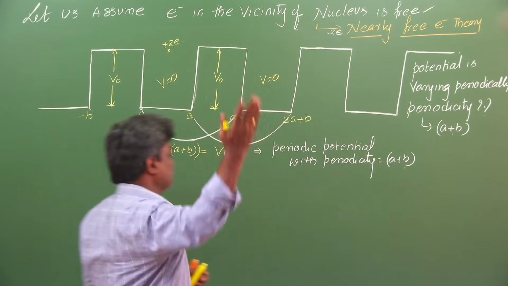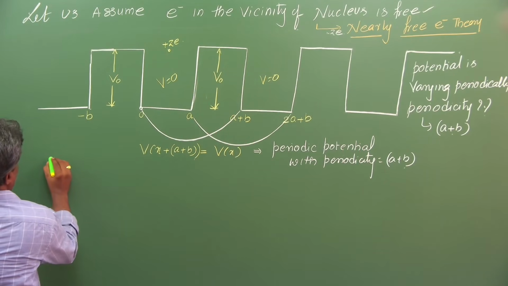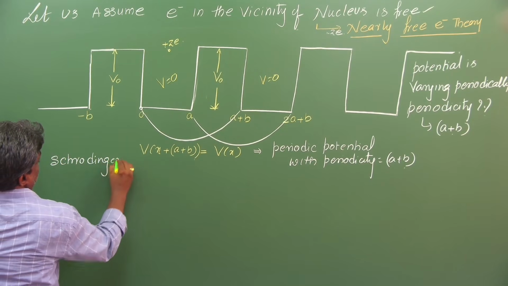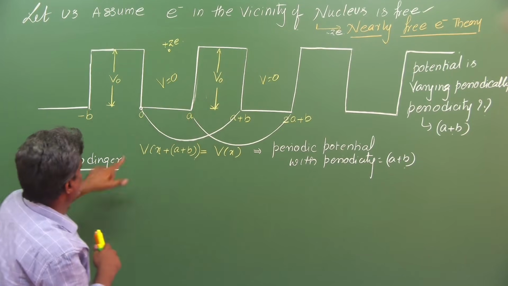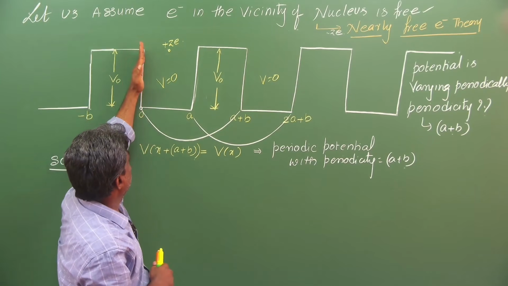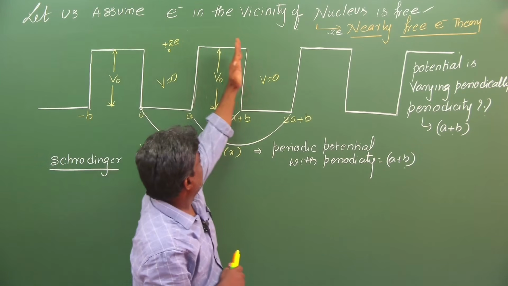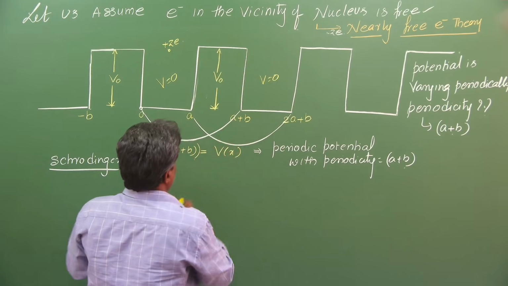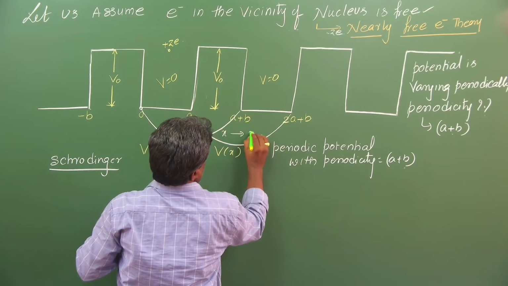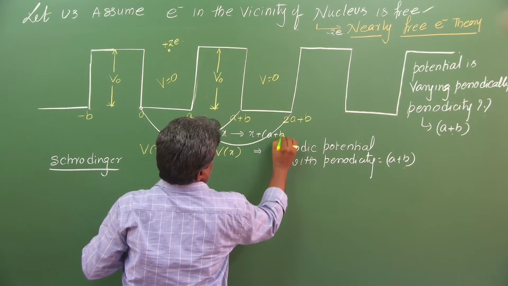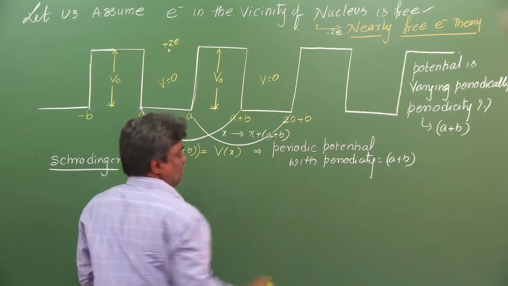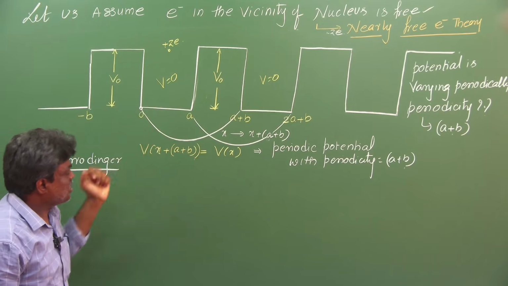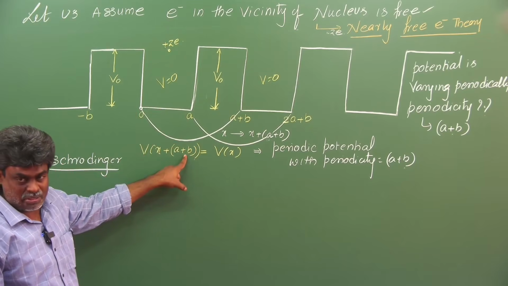Are you ready? Right. Now we have to take the Schrodinger equation. I hope everybody understands this diagram. What is happening here? This is the first end of the potential well, and again it repeats at this point, that means after A plus B. So every x is repeating after x plus A plus B. Am I right? Good. That's why your potential is a periodic potential with periodicity A plus B.